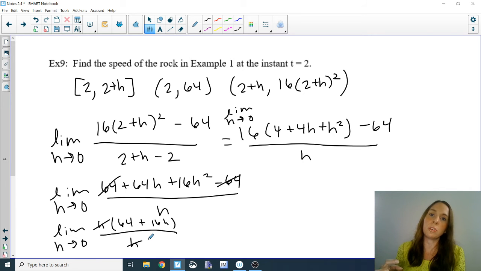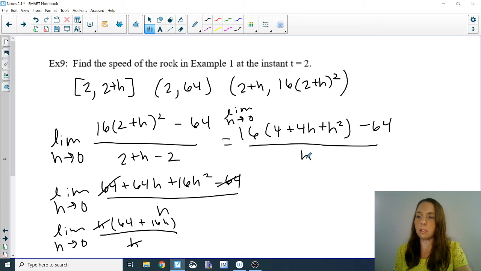Remember, we're trying to make h go to 0, so I'm pointing like you can see. You don't want this h to be here, right here, because we're trying to sub 0 in for h. So we need to get that out of there. That's like a secondary goal of yours. After you do all this, you're basically trying to get that h out of the denominator, and that will give you an opportunity to then substitute 0 in for h.